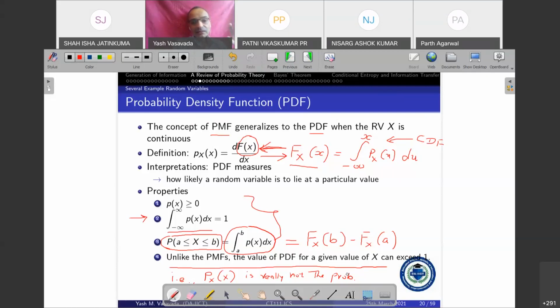You have to keep in mind that PDF, if you get a value of PDF for any particular value of x, it is really not giving you the probability of that value of x. And that is because the PDF can actually be more than 1. And the probabilities can never be more than 1, right? So that is something that I would like you to keep in mind.